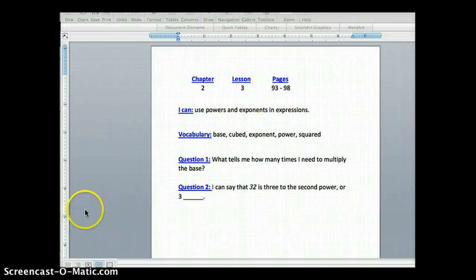Alright, so let's look back at our questions. Question 1, what tells you how many times you need to multiply the base? And question 2, fill in the blank for that.